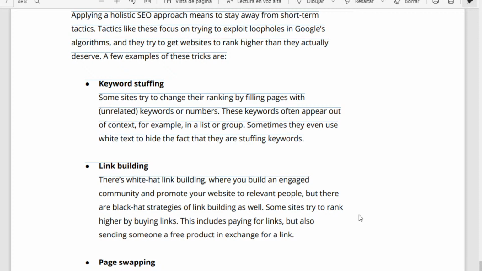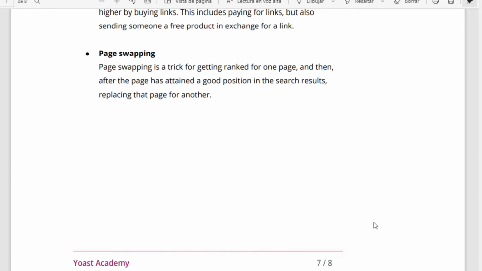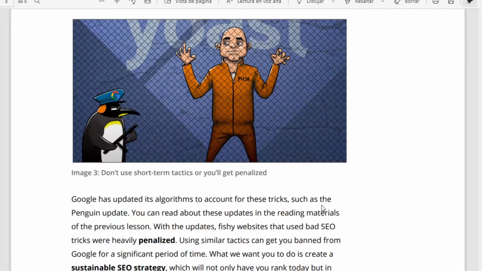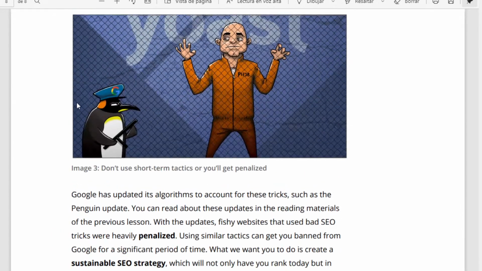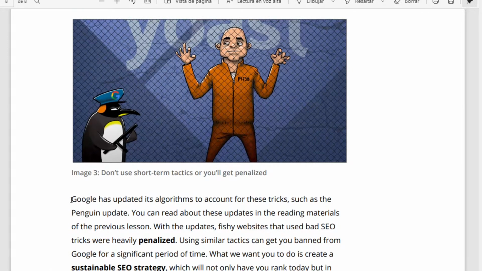Page swapping. Page swapping is a trick for getting ranked for one page, and then, after the page has attained a good position in the search results, replacing that page for another. Don't use short-term tactics or you will get penalized.